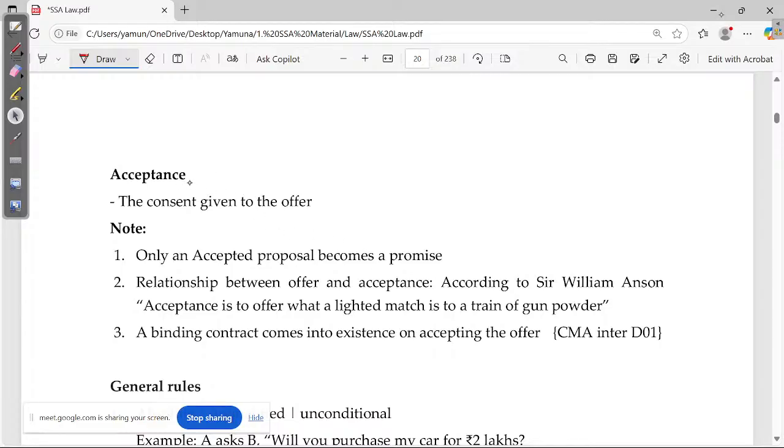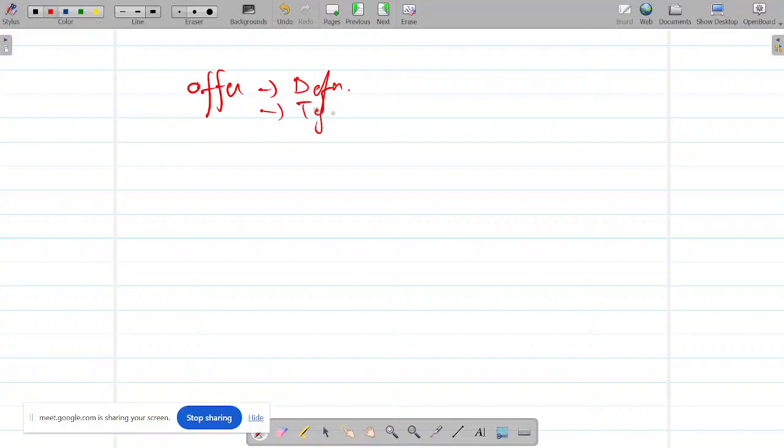So offer is over now. The same way I have to go for acceptance. So far what we have done: offer, we started with a definition. Can you please join with the headings? We started with the definition, then we classified the offers. Remember what are the different types of offers? Then we brought this concept called invitation to an offer. Then legal rules for an offer to be a valid one.